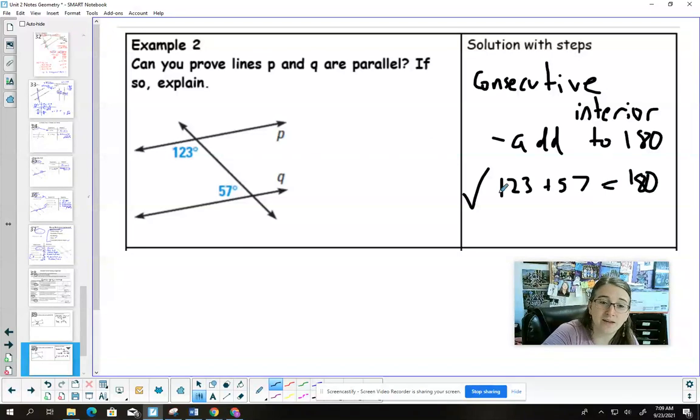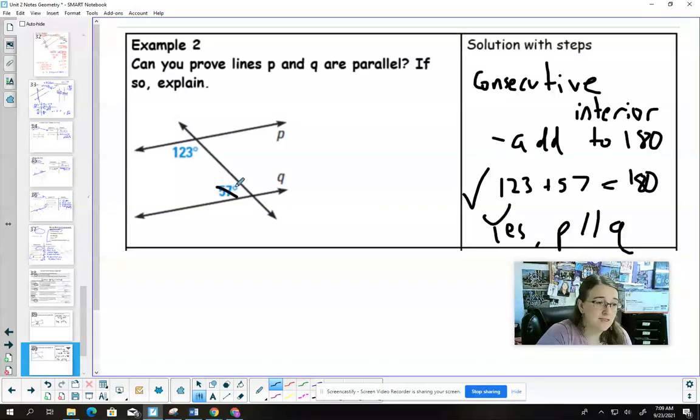So what that means is because this is true, we can say yes, P is parallel to Q. Now again, say this said like 80 degrees. Yes, these are still consecutive interior angles. However, because these would not add to 180, what that would mean is then no, P and Q aren't parallel.